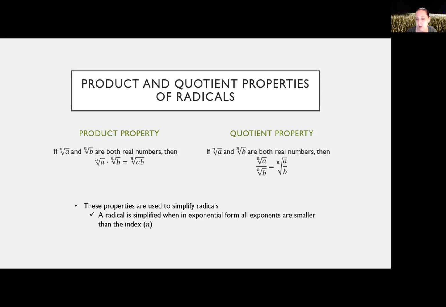And so we consider something simplified when you've got all of the exponents on the inside of the radical smaller than what's on the outside, the index. So like the cubed root of x to the 7th is not simplified because that 7 is larger than the outside, but the cubed root of x squared is simplified because it's smaller. So the cubed root of x to the 7th, we would have to do some manipulation to simplify, because it's not simplified.